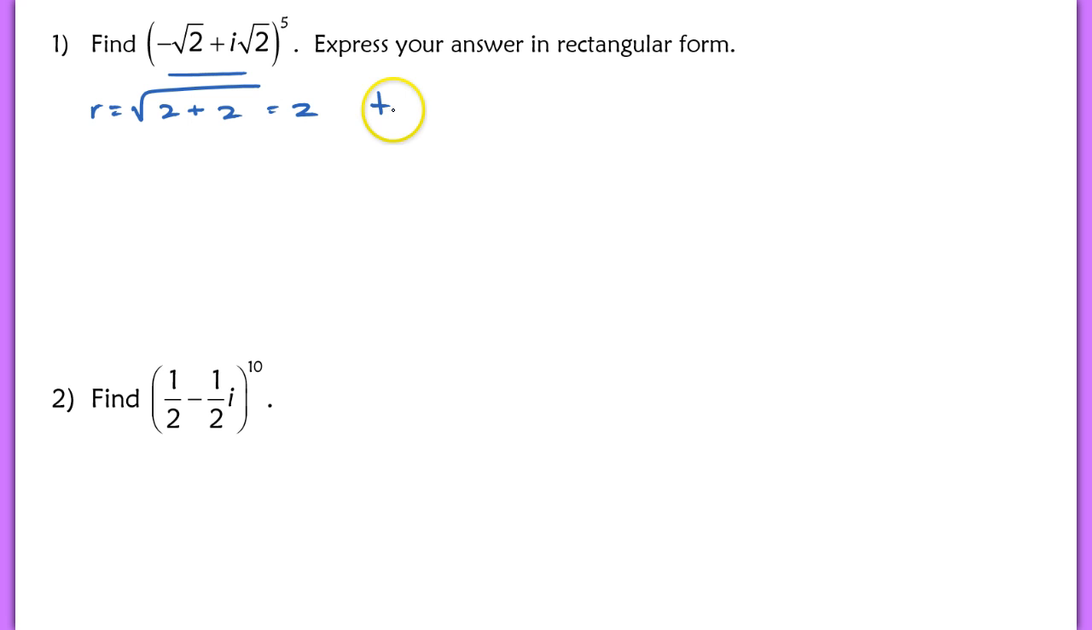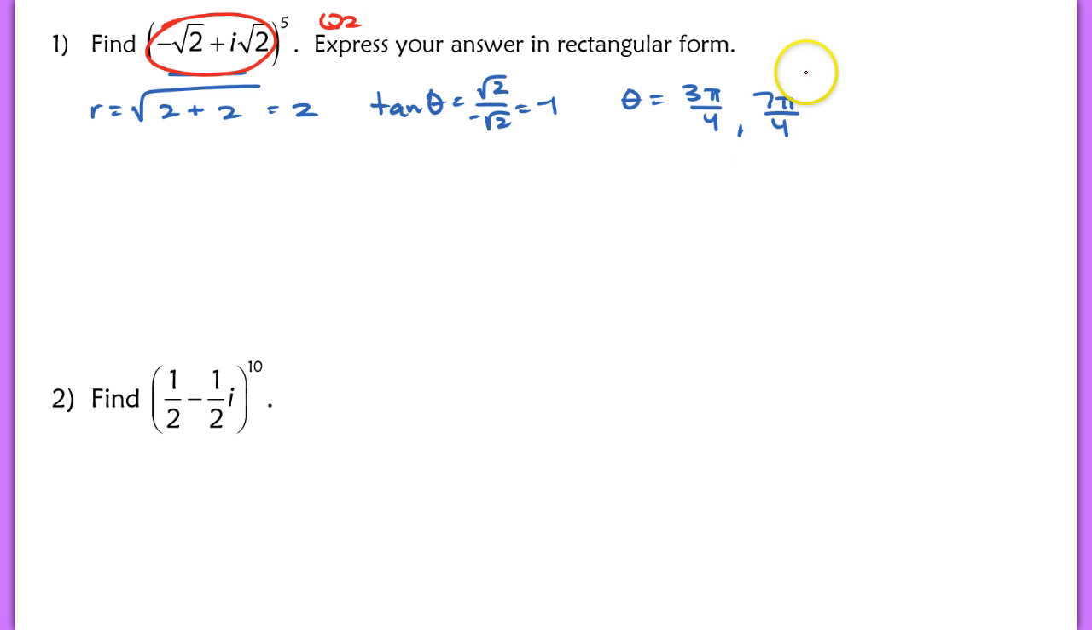Now for theta, I know that the tangent of theta is equal to b over a, so root 2 over negative root 2, which is going to simplify and give me negative 1. So I have to think about where the tangent of theta will equal negative 1. Well, if theta is 3 pi over 4, or 7 pi over 4, we will get the tangent of theta equaling negative 1. Now, in order to pick the correct angle measure, I have to go back to this complex number here in that rectangular form and think about where that would be graphed. This is going to fall in quadrant 2. Okay, so because it falls in quadrant 2, I'm not going to pick 7 pi over 4. Theta must be 3 pi over 4.